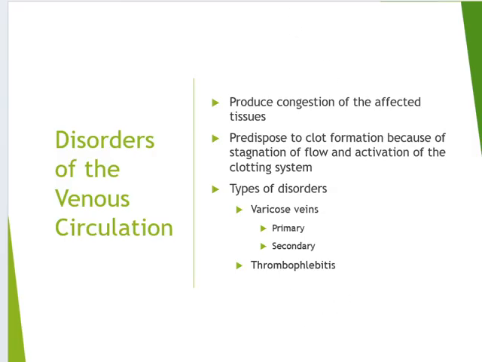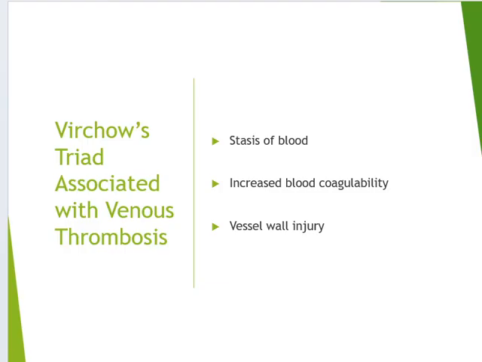Some patients develop varicose veins. You guys can read through that. I'm not going to focus on that too much, but you can take a look at that in your reading. We'll talk a little bit about thrombophlebitis. With thrombophlebitis or venous thrombosis formation, there are three big things, what we call Virchow's triad, that are associated with the development of clots in the venous system.